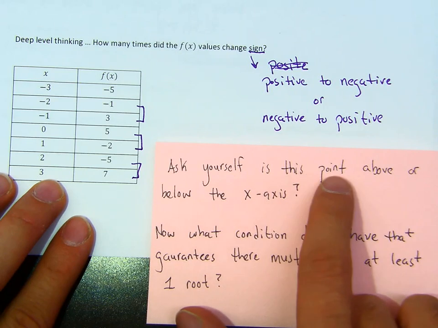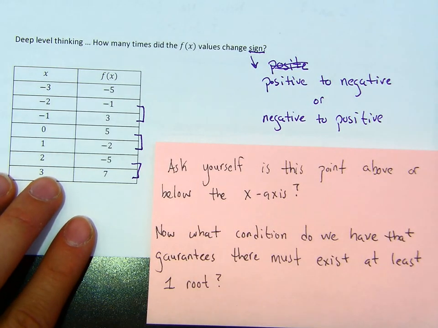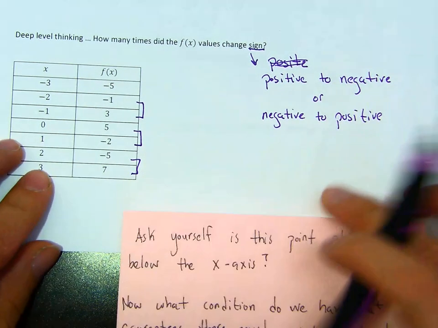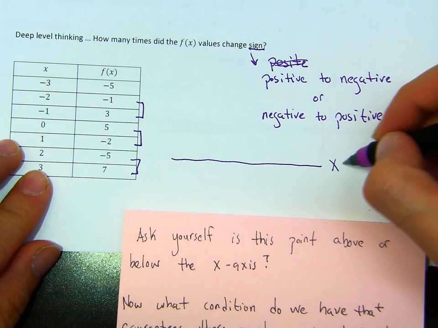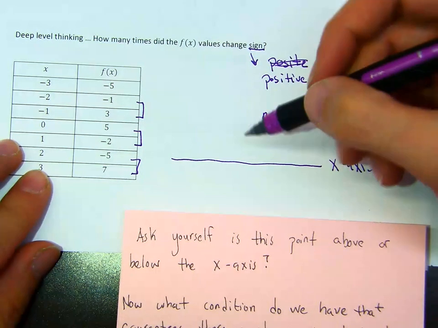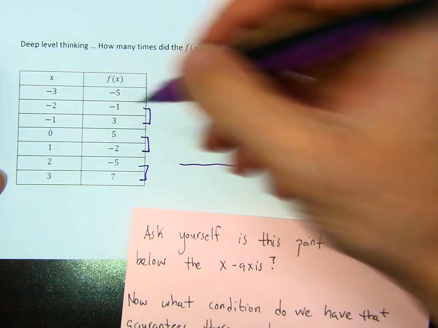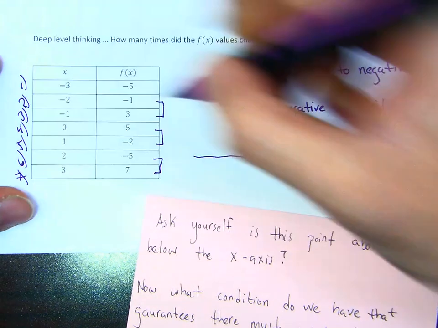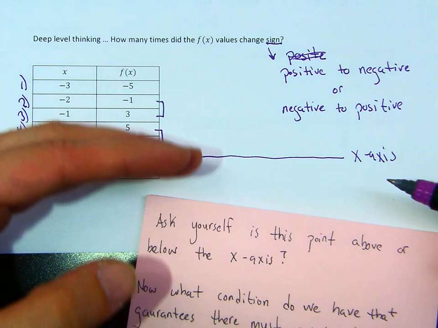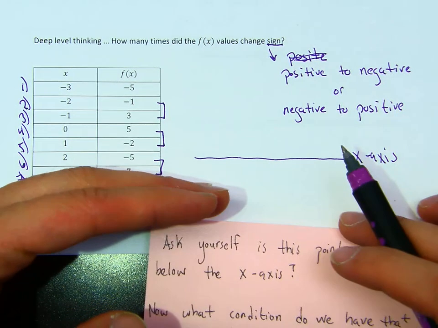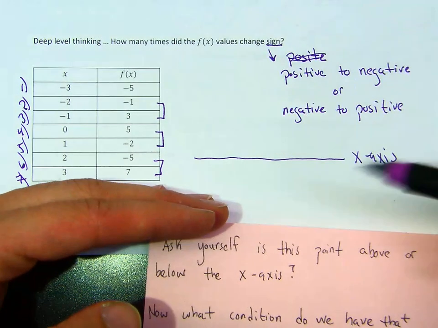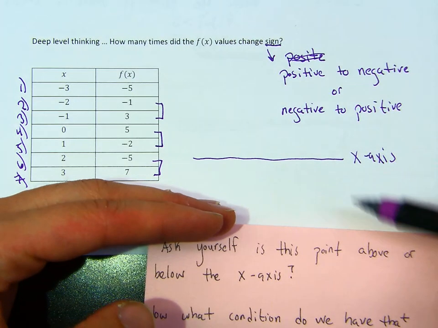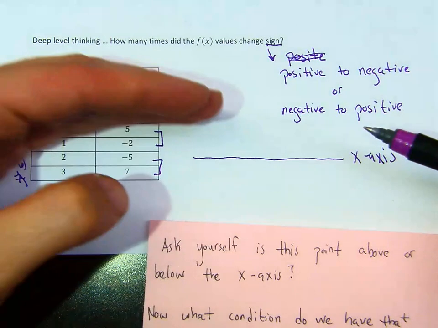Ask yourself, is this point above or below the x-axis? For example, let's just imagine this is my x-axis. We don't even need the y-axis, it doesn't matter. Look at the first point. This is the first, the second, the third, the fourth, the fifth, the sixth, the seventh. The first point, are you above or below? Notice that we're below. Let's look at the second point. You're still below. Look at the third point. Because you're looking at the y value, now you're above.